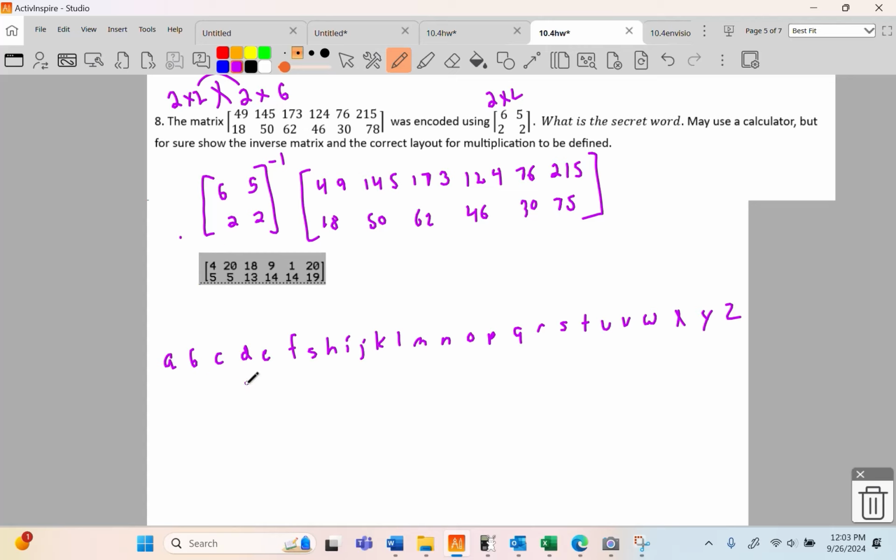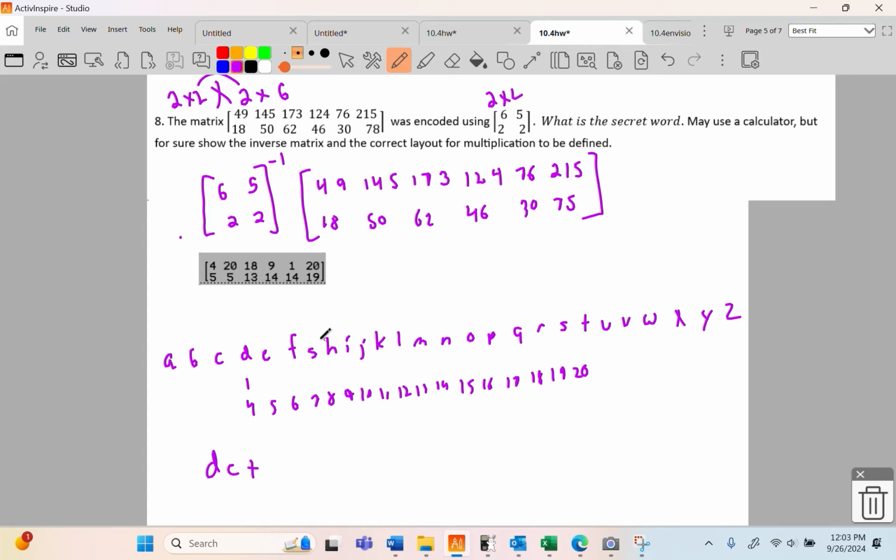All right, so the fourth letter, that's D. Let's see, we got 5, 6, 7, 8, 9, 10, 11, 12, 13, 14, 15, 16, 17, 18, 19, 20. And we're supposed to read down, by the way. E is 5. 20 is a T. I was right, it was determinant.